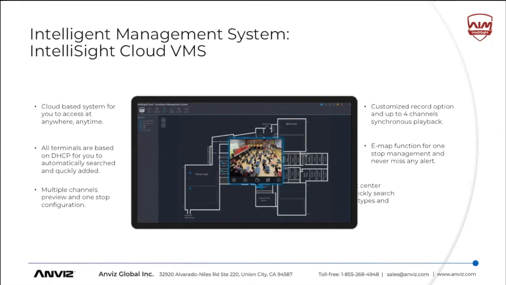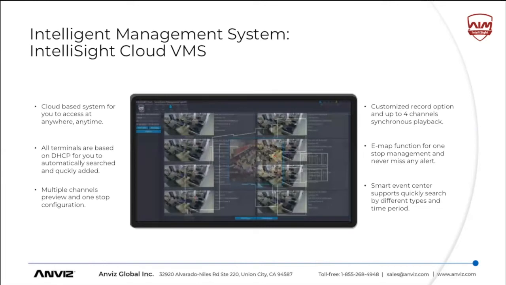And we have a smart event center function. On the VMS, we have this area already categorized by different kinds of AI events. So you can easily search by certain events, and also you can set a certain time period. It will be easy for you to find the special event you need.